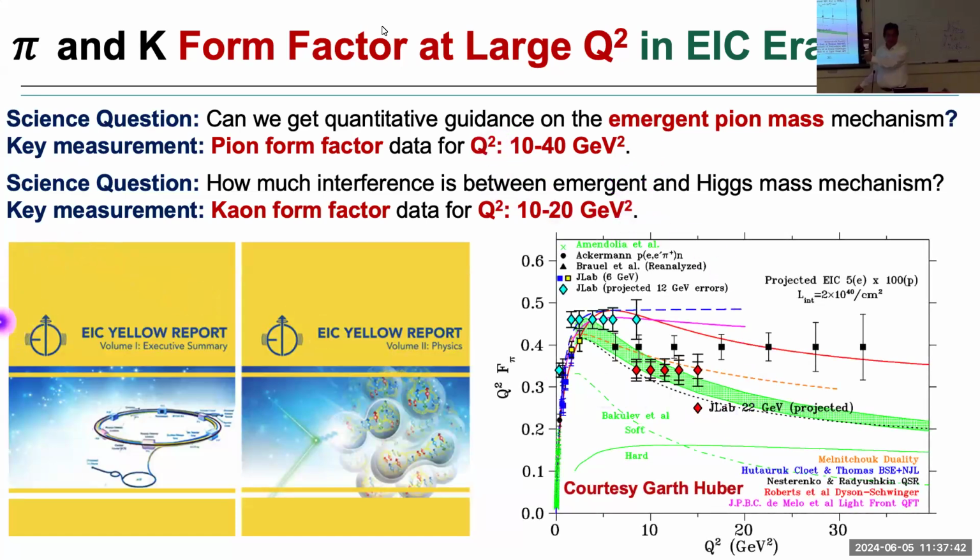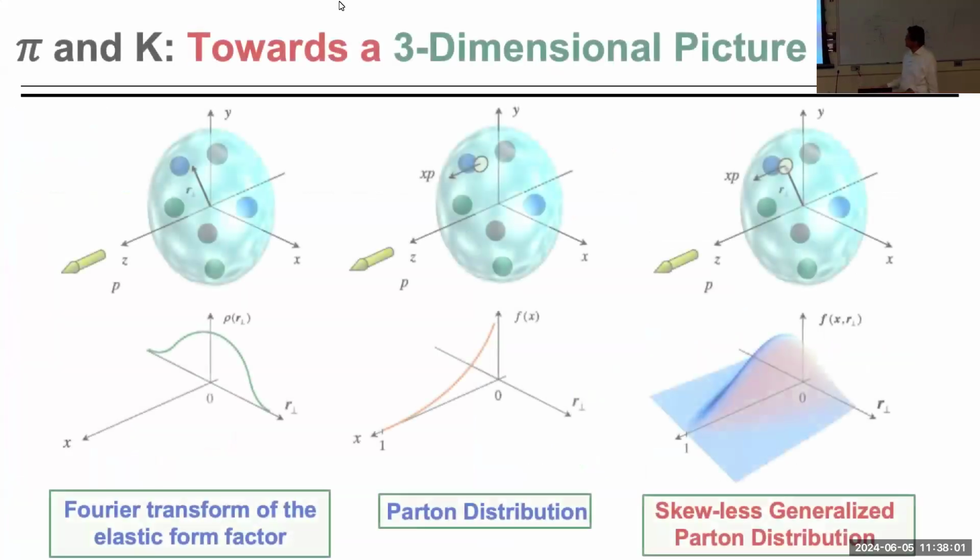summing up what the future facilities can possibly do. This is the range of the 12 GeV upgrade of Jefferson Lab. This is the potential 22 GeV upgrade, and these black ones are the future EIC measurements for the pion form factor.